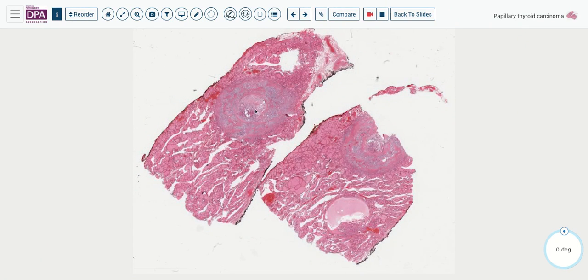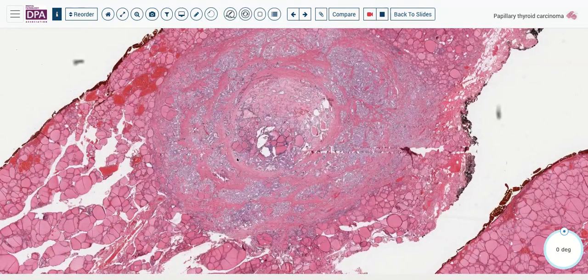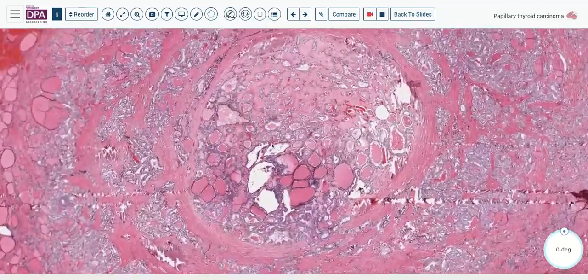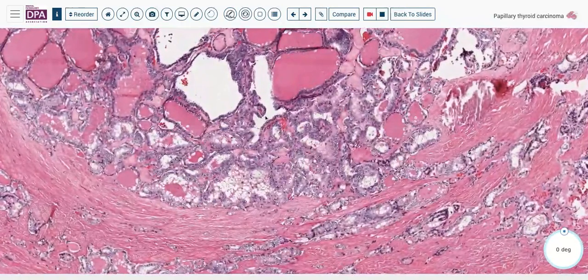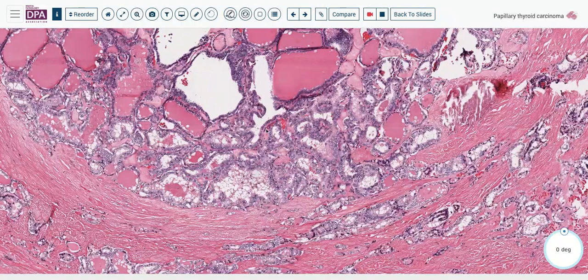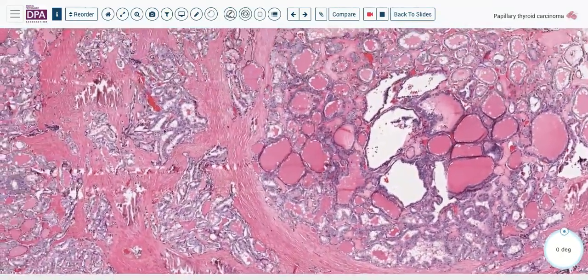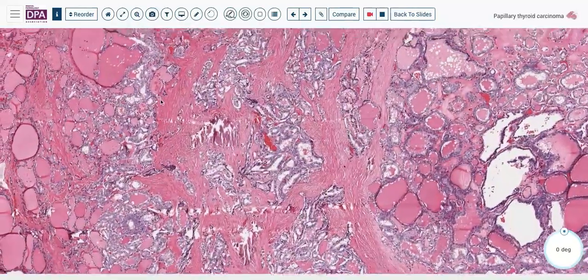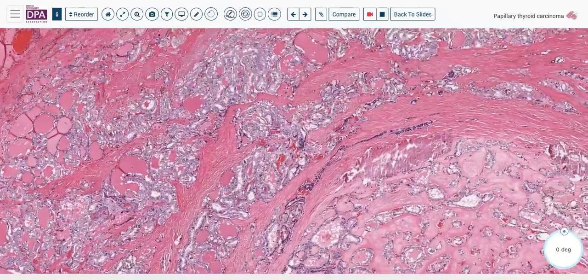Another example here, we can see areas of sclerosis. So maybe if there was an initial encapsulated lesion, it has spread sufficiently. Again, it's got follicular architecture. Now, does this make it papillary? Do we see this degree of papillarity? Well, I don't think so. I think this is not quite a well-developed papillae. We would need to see better papillary differentiation, papillary architecture to classify this as a classical variant of papillary carcinoma.